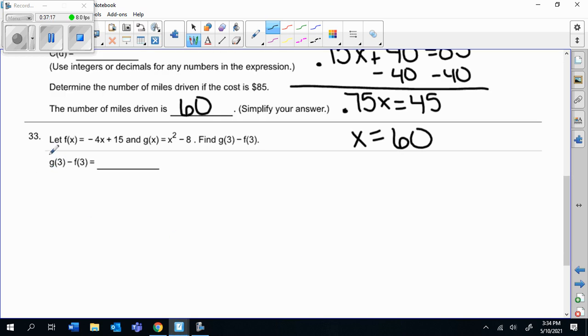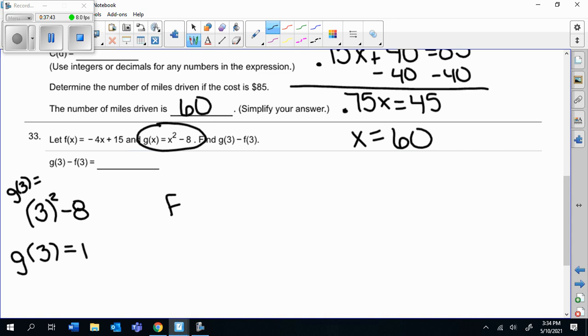Last one, we're just going to plug in 3 for x, and it looks like then we're going to subtract it. So we're going to substitute 3 in for our x here with g of x. So 3 squared minus 8. So this is g of 3. So 3 squared is 9. 9 minus 8 is 1.